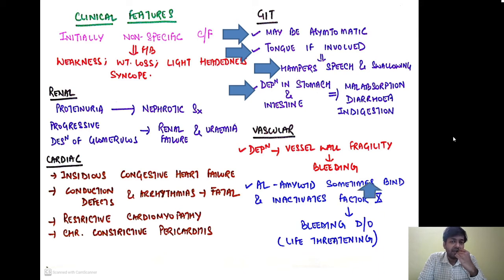At the level of the vessels, it can lead to vessel wall fragility, ultimately causing bleeding. And AL amyloid sometimes binds and also inactivates factor number 10, that is an important clotting factor, and that can also lead to bleeding disorder, which can be life-threatening.